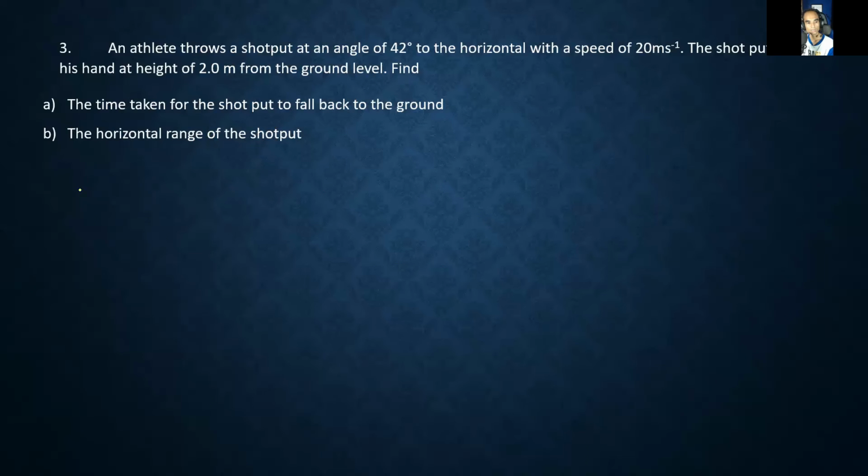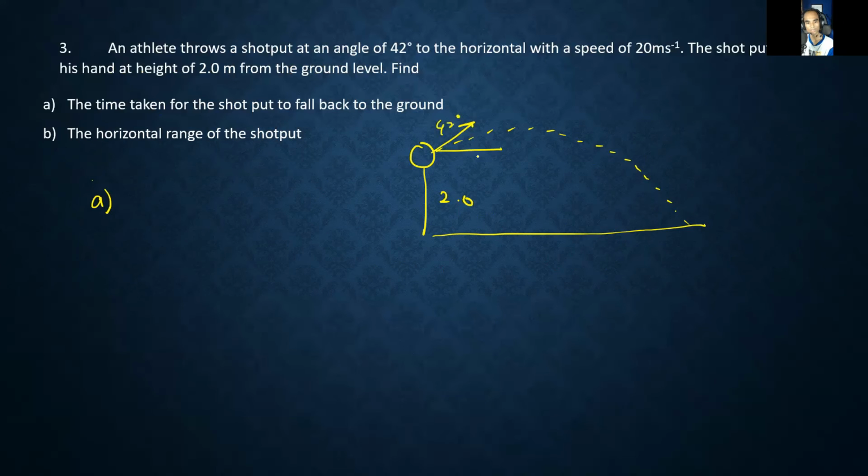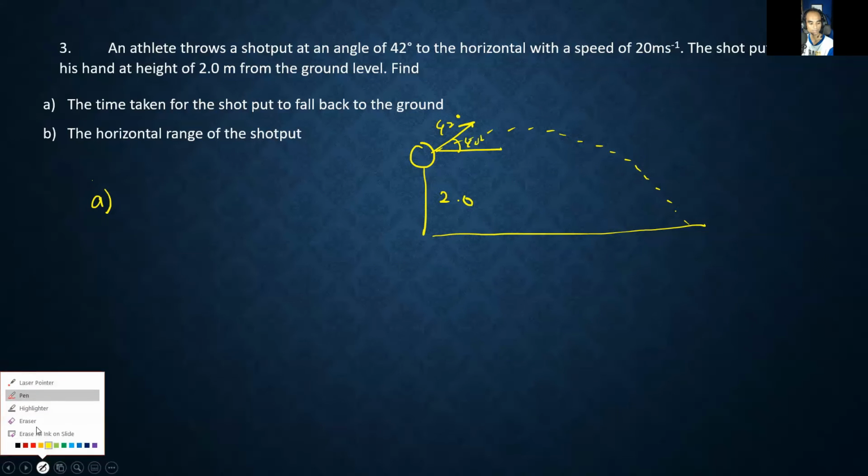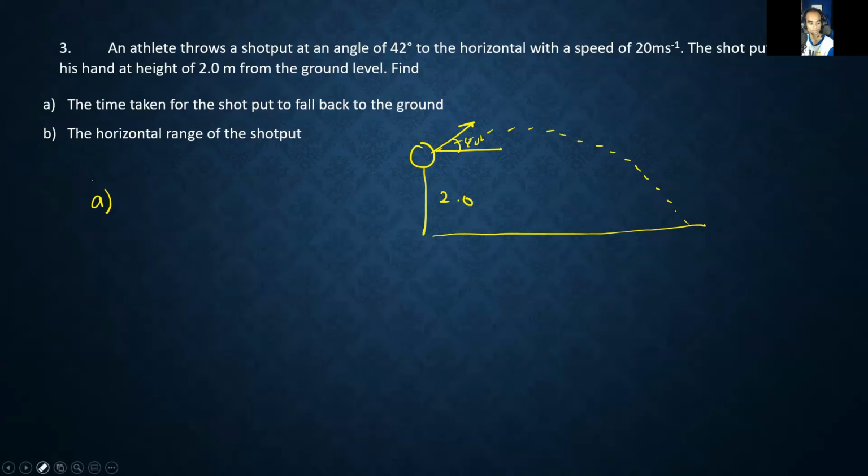So, throw a shot put, angle, height. This one is the one you were asking. You have a ball that is 2 meters from the ground, thrown in projectile motion. The angle to the horizontal is 42 degrees, and the speed is 20 meters per second. Height is 2 meters. Find the time taken for the shot put to fall back to the ground.